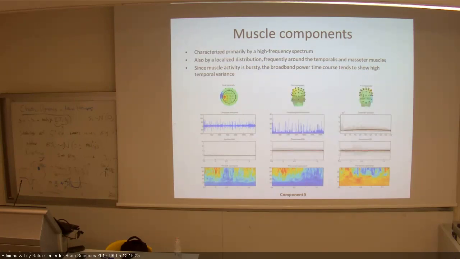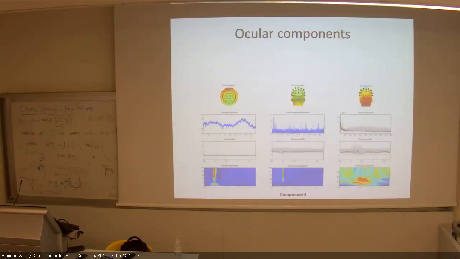What do you mean it's sharp around the saccade? No, there were many saccades, but we averaged over all the saccades. We time locked the component into segments around the saccades and then averaged them. And then you see this sharp potential over here.